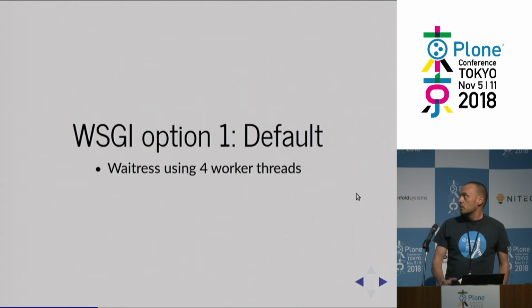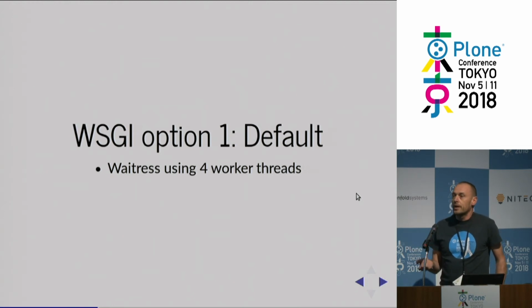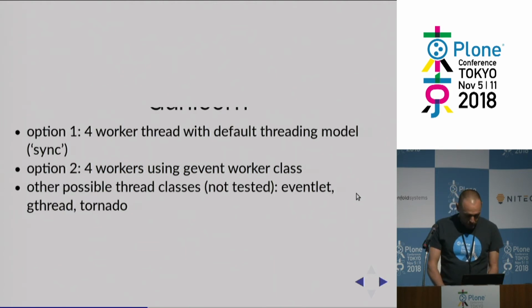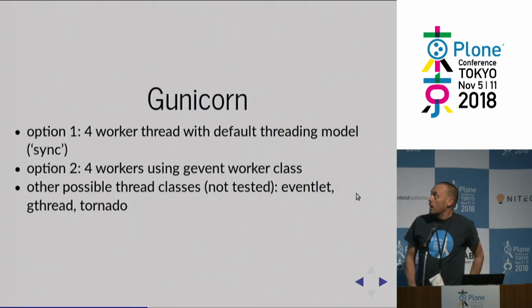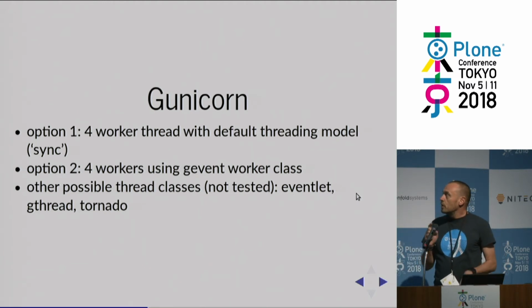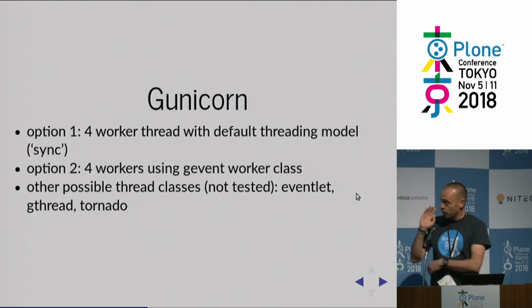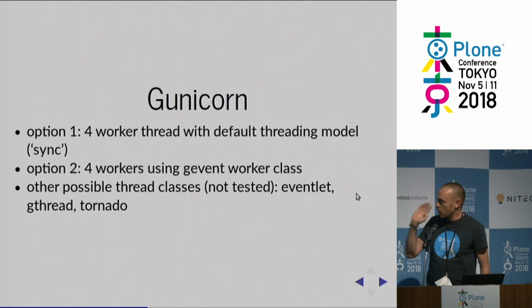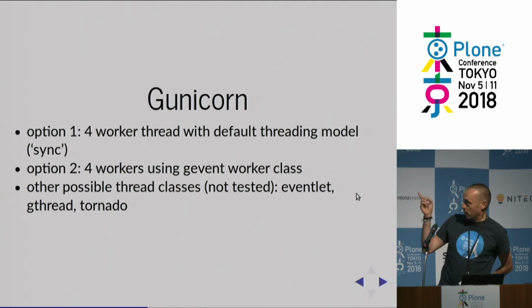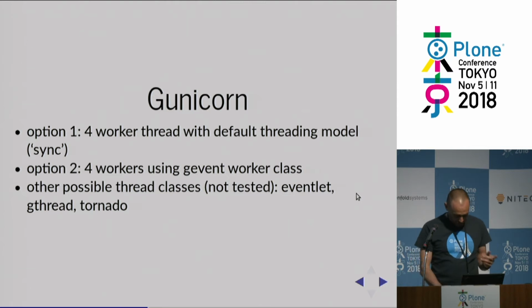First option is the default that everybody will get now. It's Waitress using 4 worker threads. As a second option, I tested Gunicorn in 2 different configurations. One is with 4 worker threads with the default threading model, they call it sync. And a second option is with 4 workers using the gevent worker class. And for Gunicorn, there's a lot of other possible worker classes like eventlet, gthread, and tornado. I didn't test those.